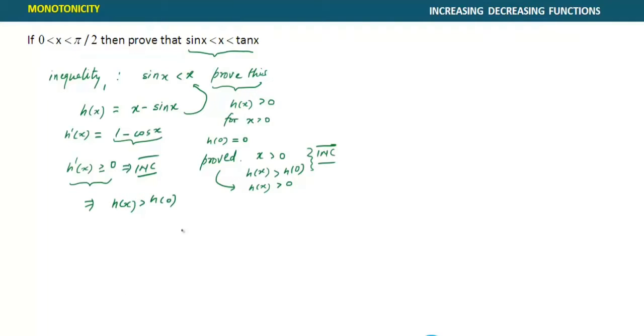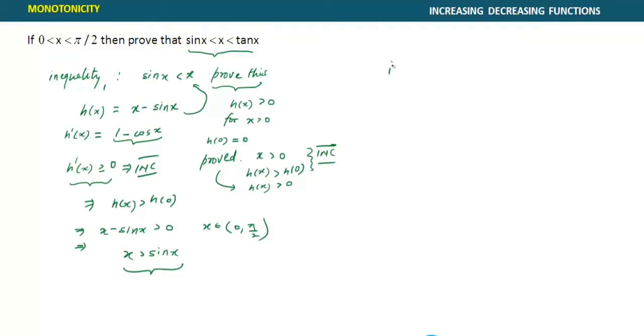Clear? So in fact, do not get confused, we were being asked to solve from 0 to pi by 2. So I have taken a value of x which lies between 0 to pi by 2 and compared it with the starting value. So here your answer will come out to be x minus sine x is greater than 0, and hence we can say that x is greater than sine x. And this is a very important result which you should remember. x is always greater than sine x.